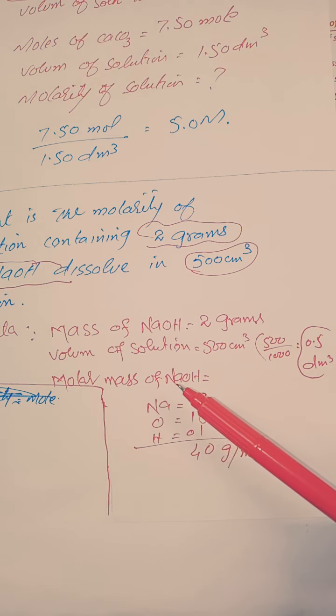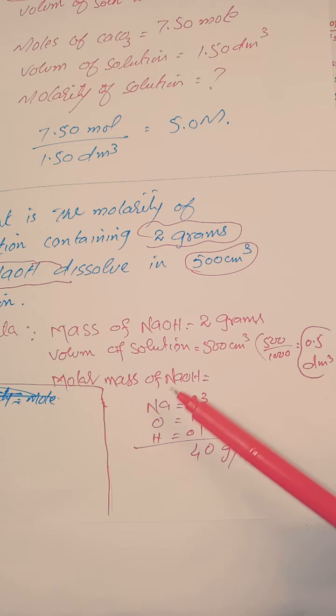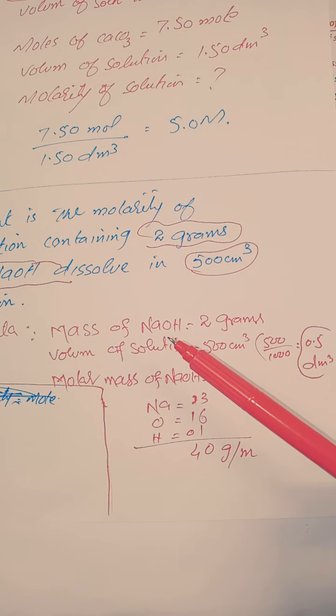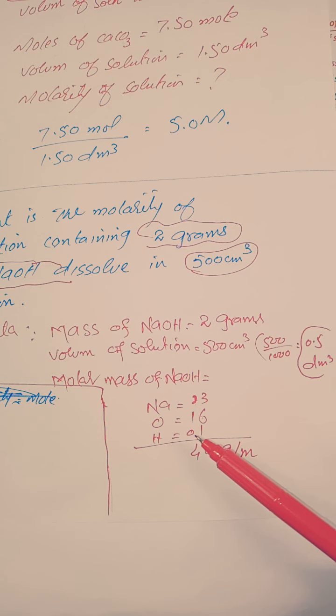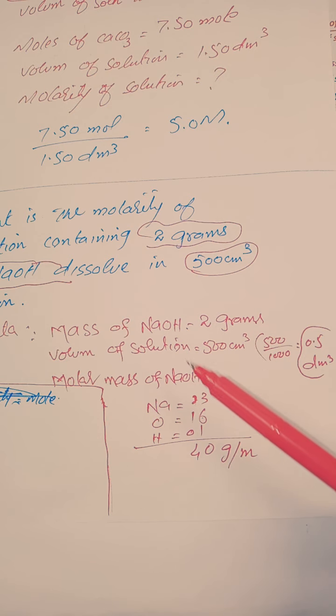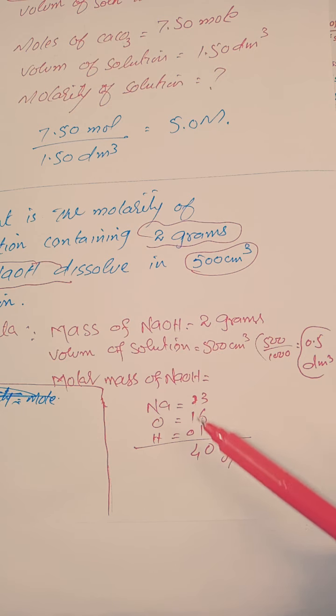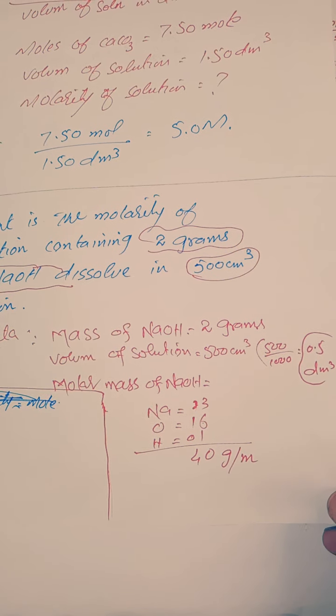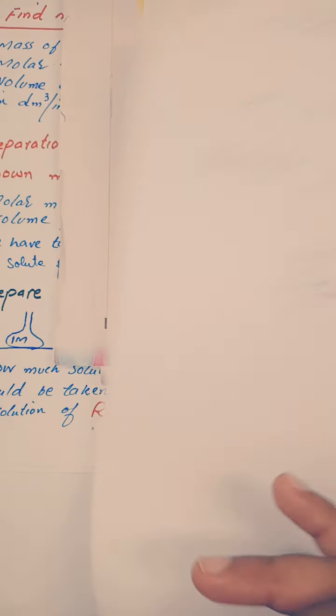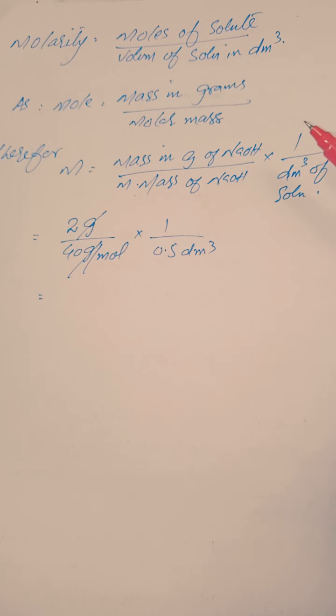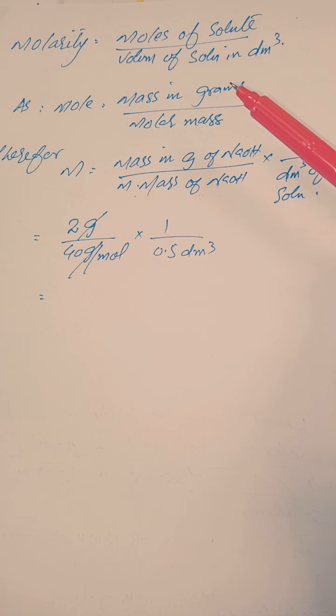Similarly, the molar mass of NaOH. The formula of NaOH contains 1 sodium, 1 oxygen and 1 hydrogen. So the total molar mass of the solute, which is sodium hydroxide, is 40 gram per mole. Now putting this value in the given formula, as we know that molarity is equal to moles of solute per unit volume of solution in decimeter cube.